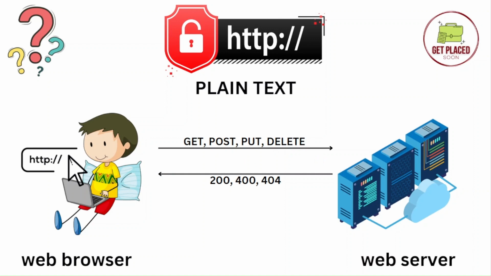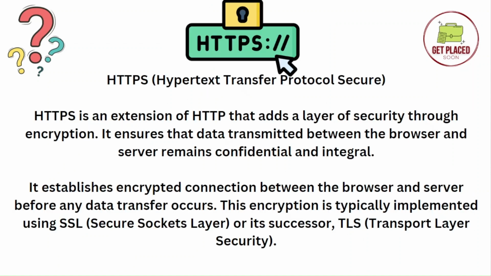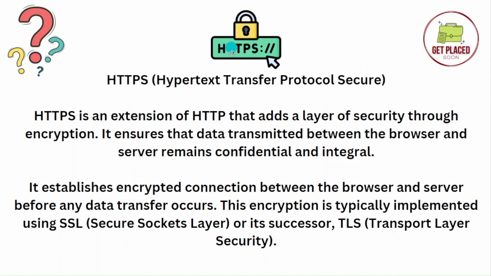Now let's see how HTTPS works. HTTPS is an extension of HTTP. Basically, HTTPS means Hypertext Transfer Protocol Secure. Here you can see the lock is closed. It just shows it is secure. As I said, it's an extension of HTTP with a layer of security. It ensures that whatever messages are transmitted between the browser and server remain confidential and intact. So it is basically secure.